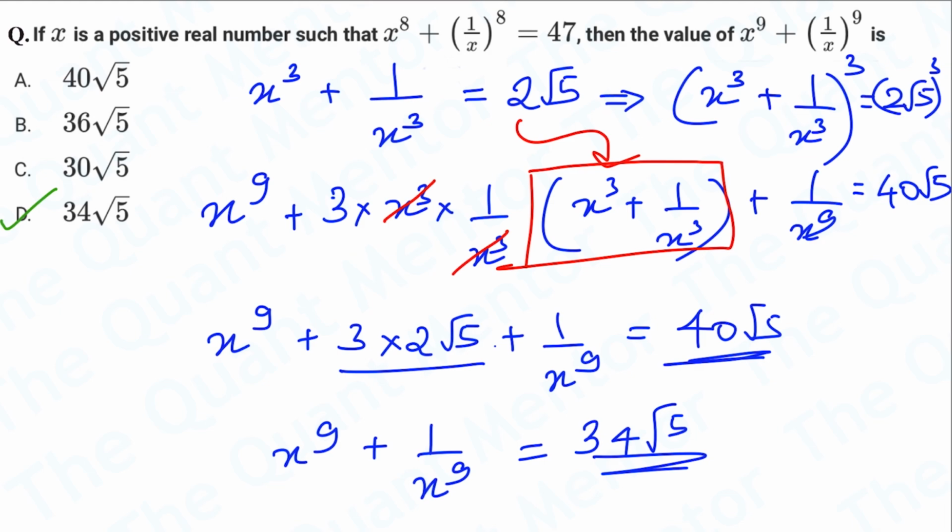Okay, 34 root 5. Now I accept that this may not look like the best method to solve the given question, but there is a very quick shortcut to solve these question types, and that we'll see right now. Let's suppose x plus 1 upon x is equal to k.